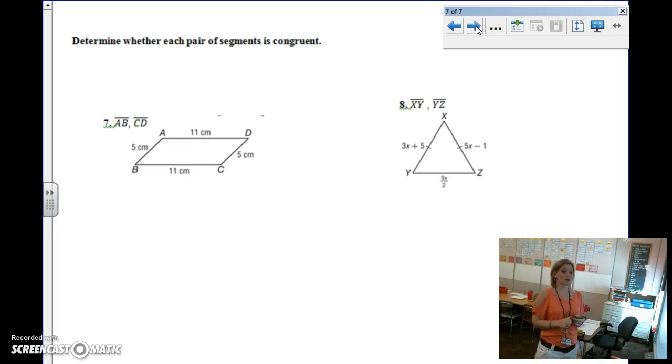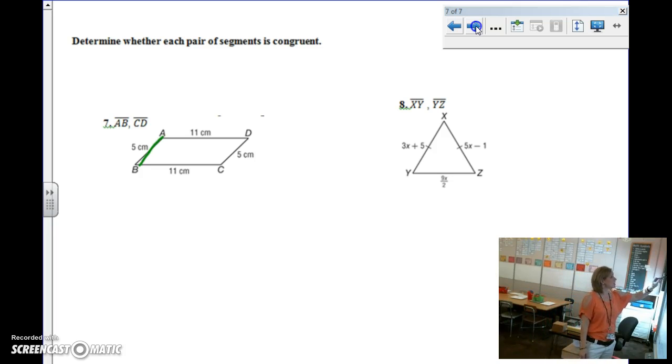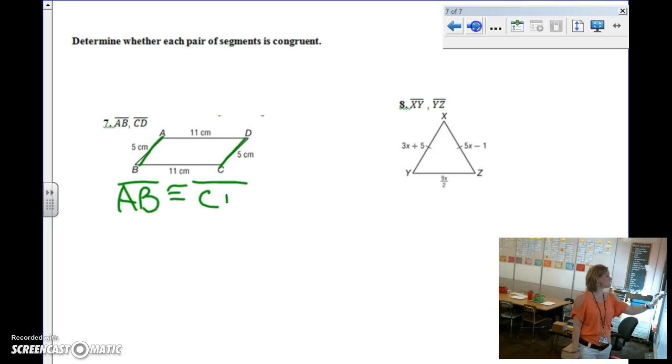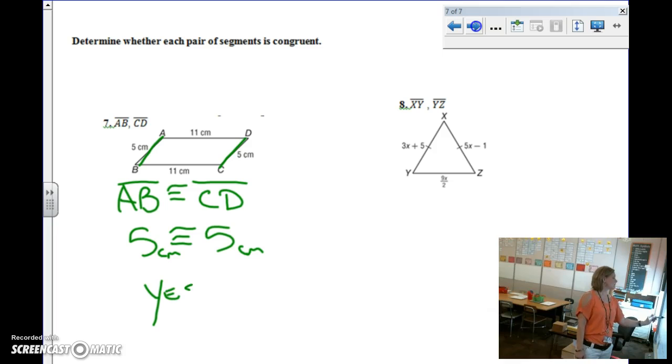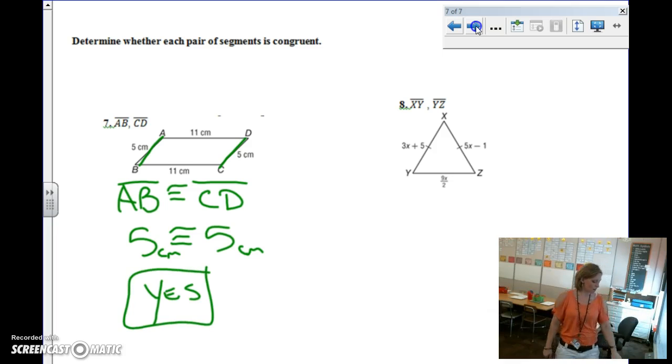Are those two segments that I'm giving you congruent? Let's take a look. AB and CD. Are they congruent to each other? So really I'm asking myself, is segment AB congruent to segment CD? If you take a look, I have 5. Is 5 congruent to 5 centimeters? And the answer is yes. They are congruent. Okay, go ahead and try the last one on your own. Hit play.